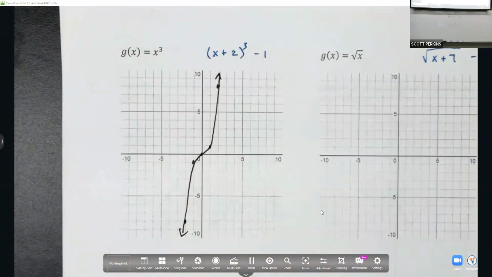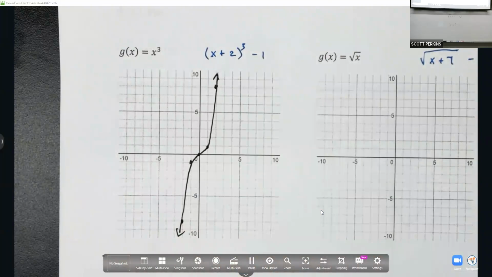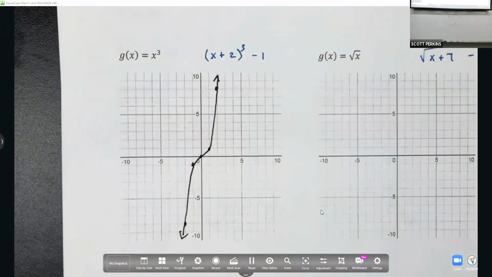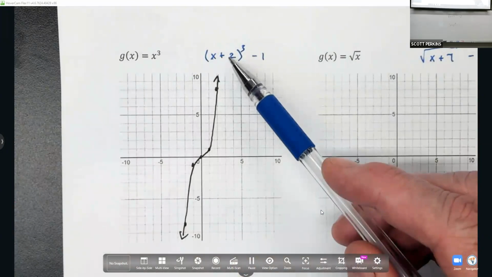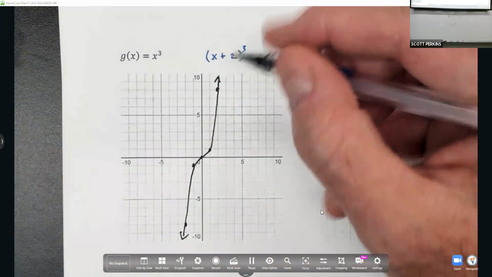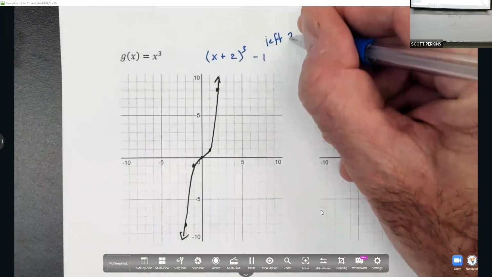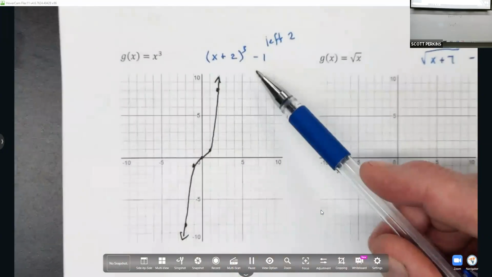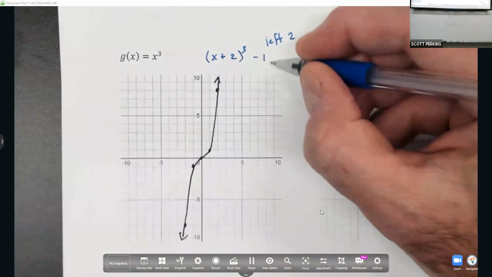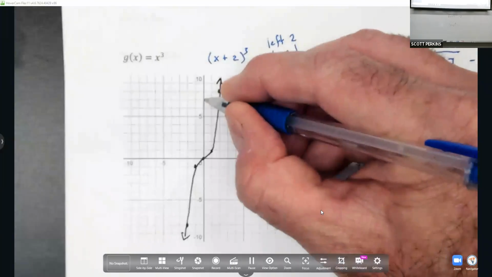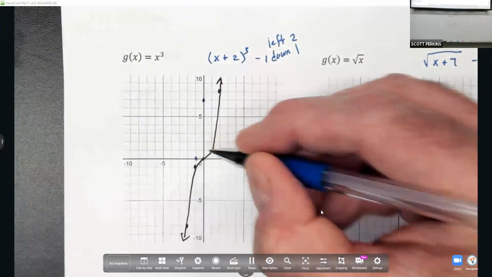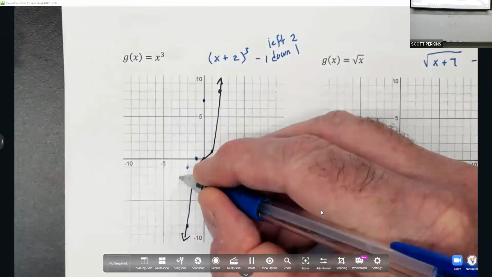Then I did ask you, once you've drawn the cubed graph, to practice our shifting, because we did translations in section 2.2. So when I shift this, what does the plus 2 inside the parentheses tell me to do? I am going to go left. I'm going in the negative x direction 2 units. And what does the negative 1 tell me to do? I'm going to go down 1. So I'm going to take those points and move them all left 2, down 1. Left 2, down 1, left 2, down 1, left 2, down 1, and finally left 2, down 1.